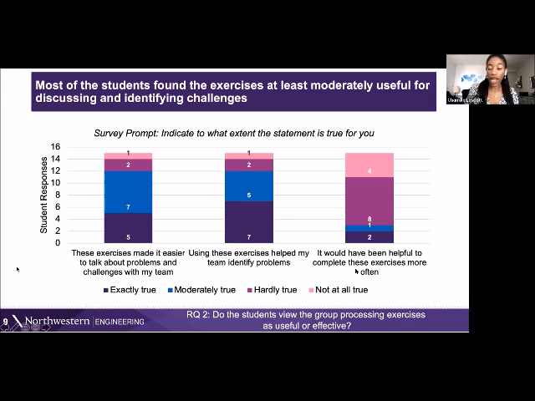What's interesting is when we asked them if it would have been helpful to complete these exercises more often, there was a lot of consensus, and that was that they did not want to do this exercise more often. That was not at all true, and hardly true, being the largest groups for this response, which means that they probably had enough of the scaffolded exercises and reflection, but at least they found that when they were doing it, it was moderately helpful.